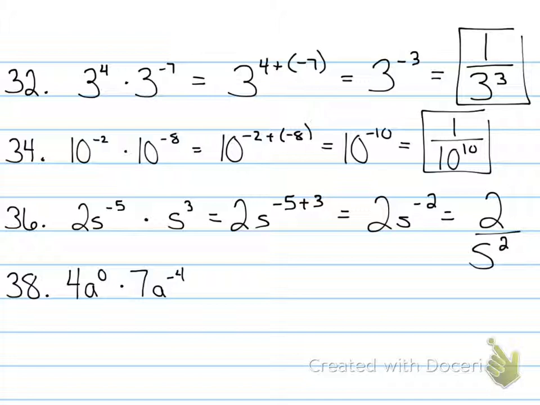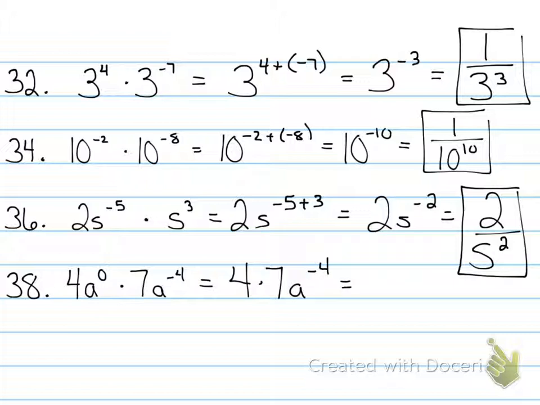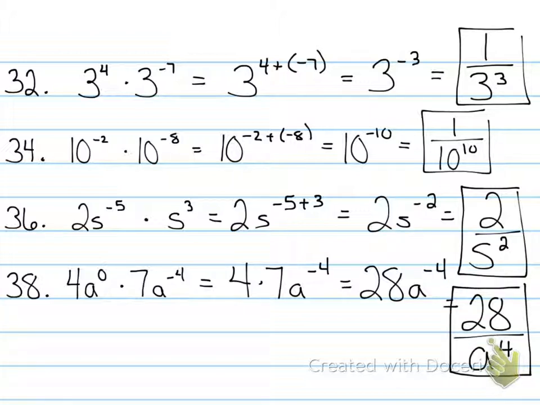Now number 38. What is a to the power of 0? 1. So what is 4 times 1? 4 times 7, a to the negative 4th. What's 4 times 7? 28. 28 a to the negative 4th. And move it to your denominator. Yes, I got it right. Good job. Any questions?